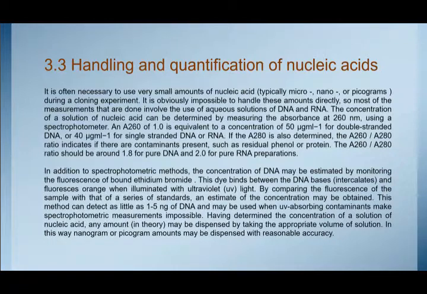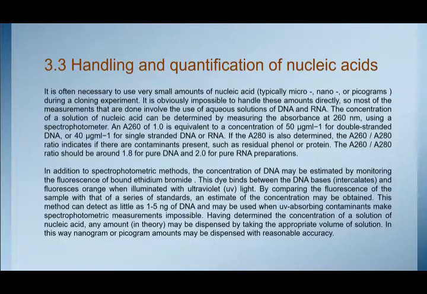If the A280 is also determined, the A260 to A280 ratio indicates if there are contaminants present, such as residual phenol or protein. The A260 to A280 ratio should be around 1.8 for a pure DNA preparation and 2 for a pure RNA preparation.